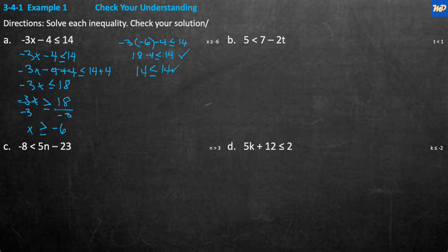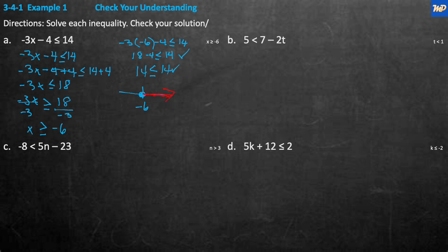If you wanted to take it one step further, we draw a number line and say that x is greater than or equal to negative 6. Greater than or equal means there's a dot on negative 6. Since the x values are greater than negative 6, I'll change it to red and we're going to draw our line in this direction.